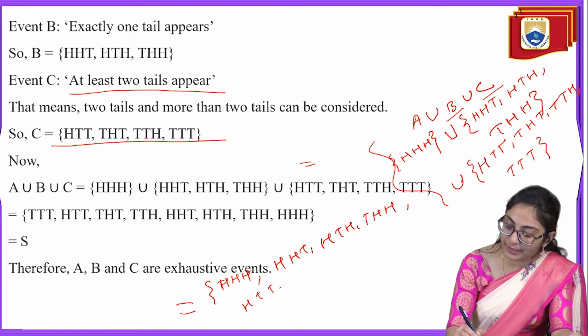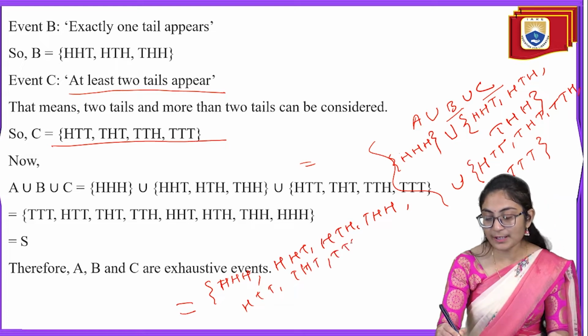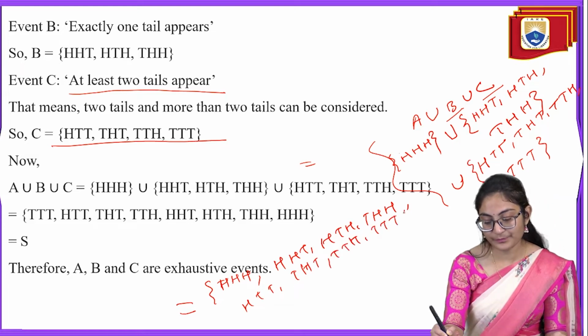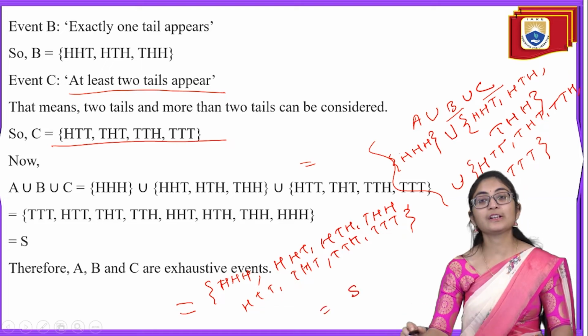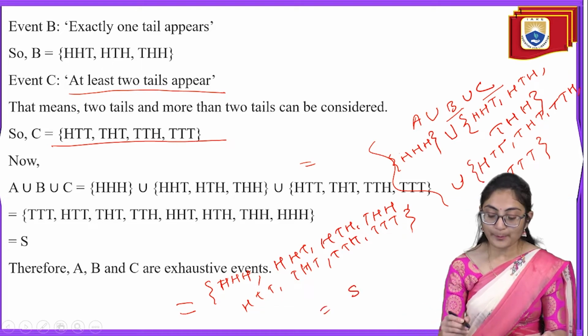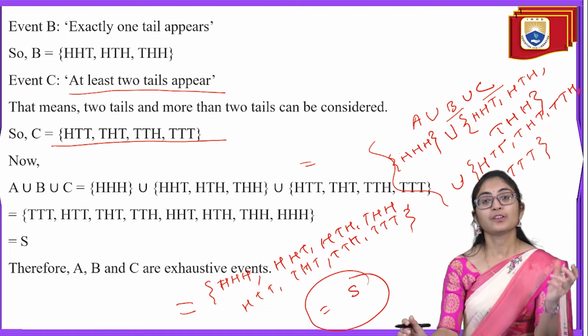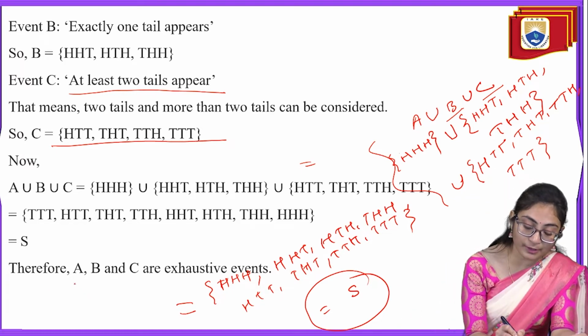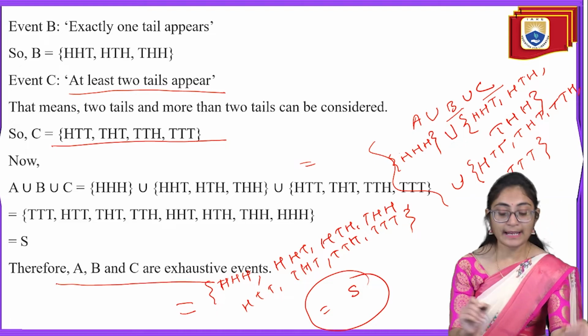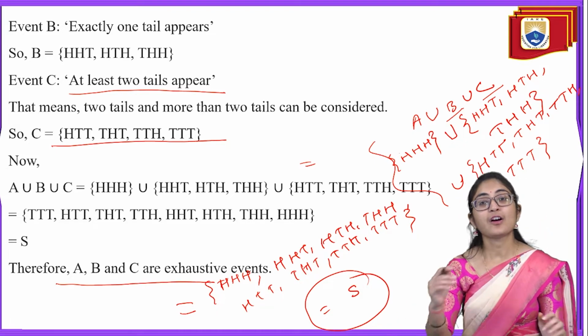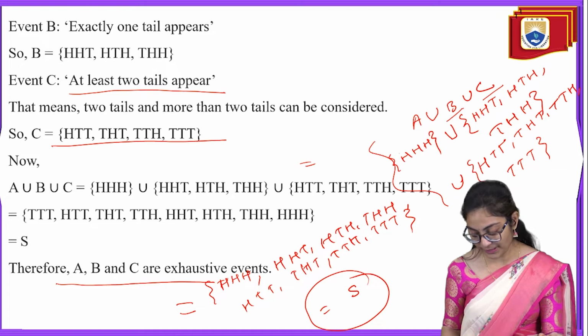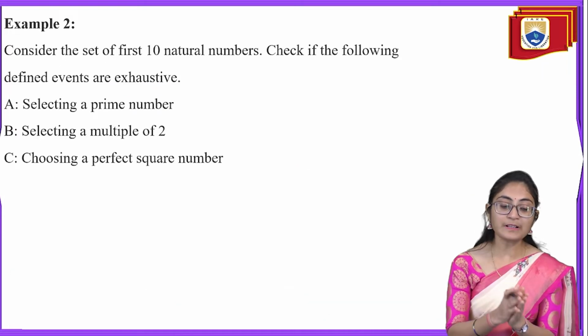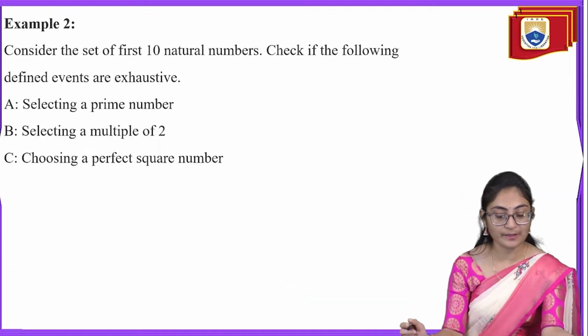Just observe it. You can find out these things are available with your sample space. So this is equal to S. After solving this problem, we can conclude that A, B, and C events are exhaustive events. Now we will find another example.